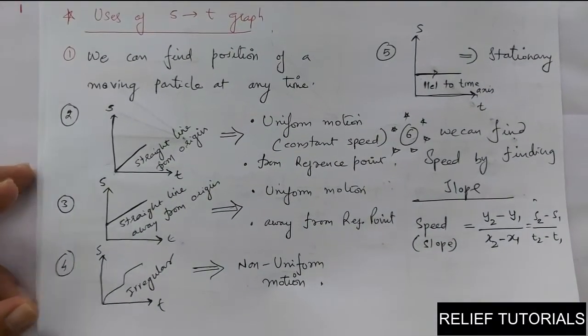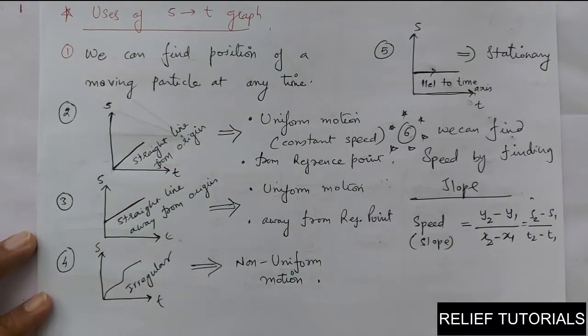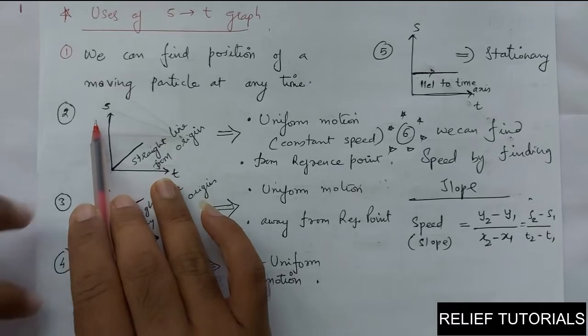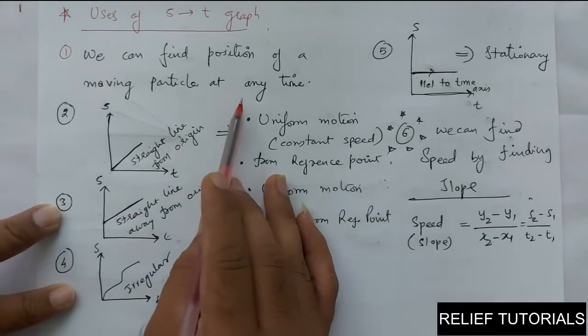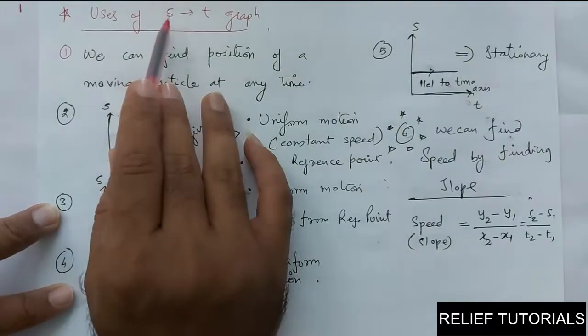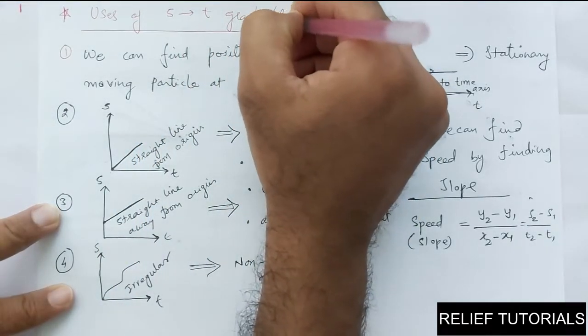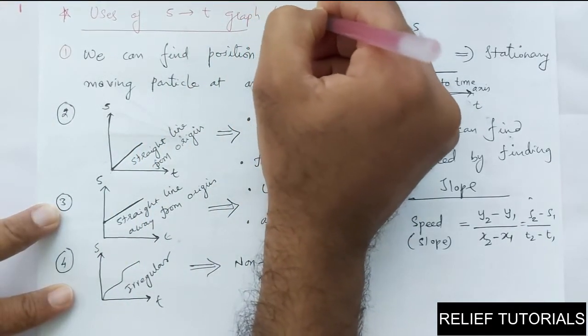In the previous lecture we discussed the distance versus time graph and its uses. Let us recap it fast. The first use is that we can find the position of a moving object at any time from the graph. Remember, this is a distance versus time graph, or it is also called a position versus time graph, whatever you say.